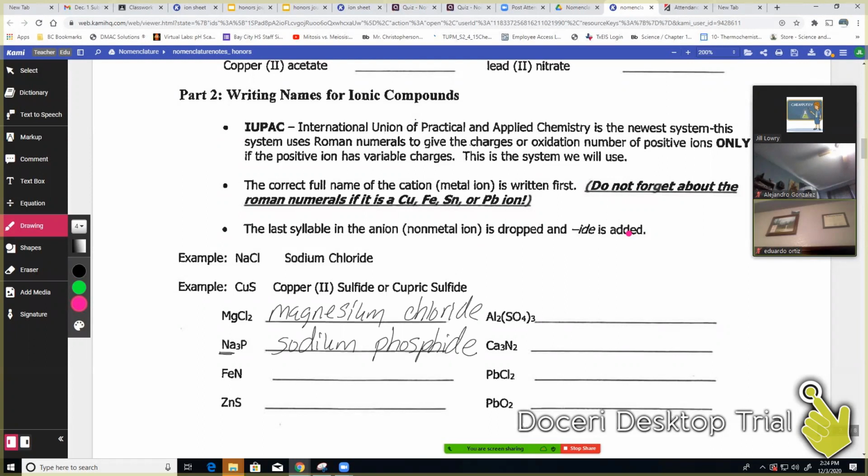They're going to end in "ide" if it's a single element. If it's a polyatomic ion, you'll use it like it's written here. And if you were struggling a little bit with figuring out the root or how to spell things, now you just have them. They're already changed for you on your sheet.